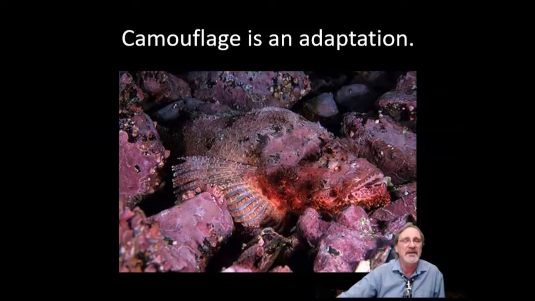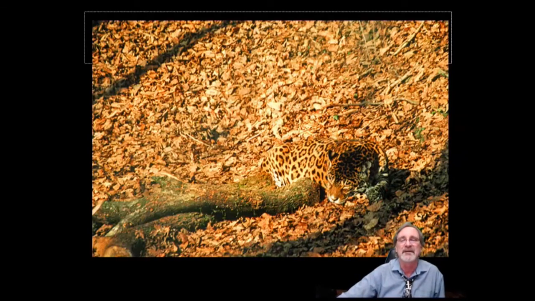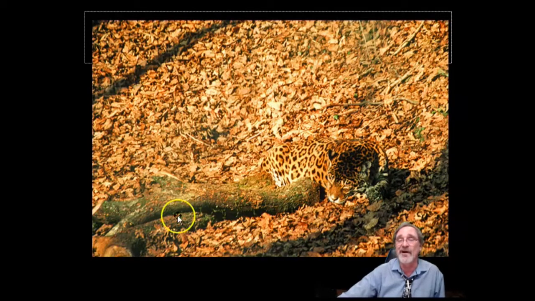Can you see the organism in this picture? Boom. What is it? That's right, it's a jaguar. So you see it? It's camouflaged there, so its prey can't see it. How about this one? Boom.